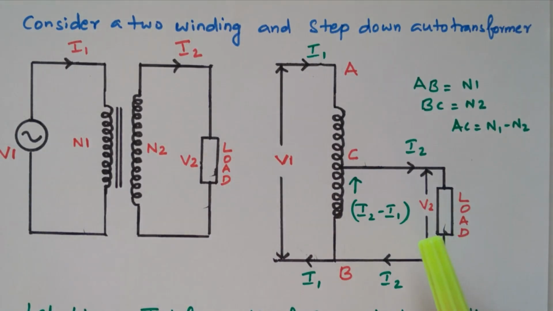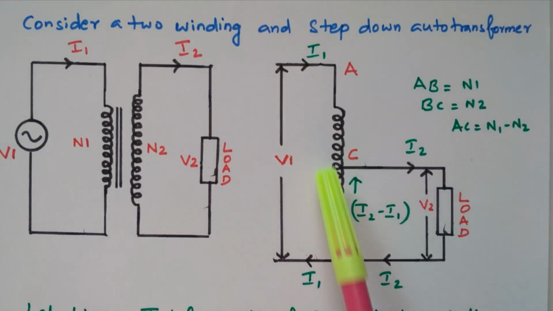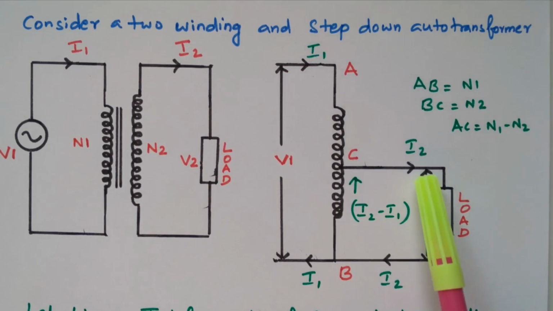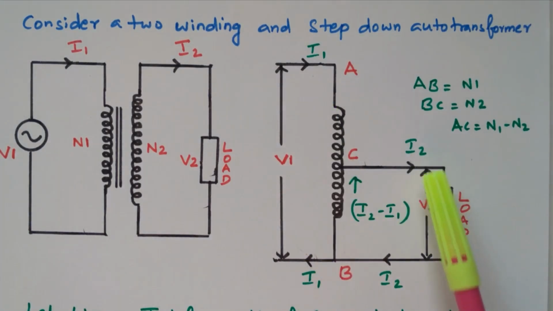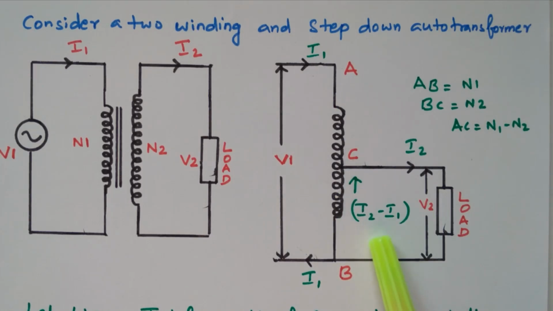Now we will compare the current. The current in the primary winding is I1. Current in the secondary winding is I2. But this is the common portion. Here both primary current and secondary current will flow. So the difference between primary and secondary, I2 minus I1, is flowing through the section BC. So I1 is the primary current, I2 is the secondary current. In the common area BC, I2 minus I1 current is flowing.